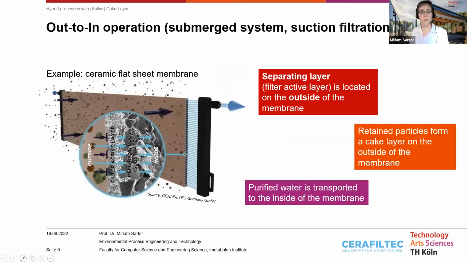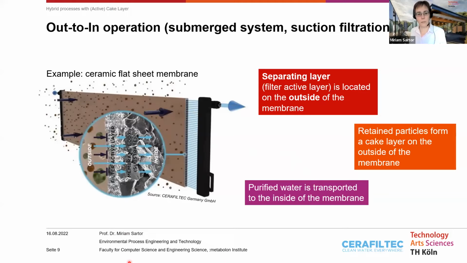The most common type of those membranes for the submerged systems, the suction filtration, are known from MBR technology. These are polymeric membranes, hollow fiber like the seaweed membranes. But you could also use ceramic flat sheet membranes. And here's a picture of these membranes. And the water, the dirty water, is filtered through the ceramic plate. The separating layer is located on the outside of the membrane, and the retained particles are kept on the outside of the membrane. And the purified water is moving through the inner side of those membranes.